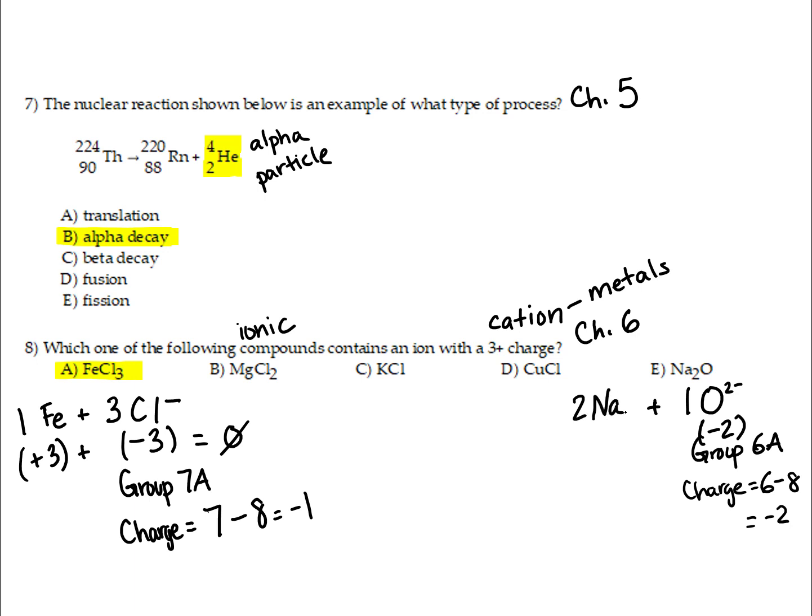I've got 2 sodium ions. So 2 times the charge of the sodium ion should equal 2. That means it's got to be +1. The other way that you can figure that out is, since sodium is one of the representative elements, you can look at the group number. It's in group 1A, and the charge is equal to the group number. And that's for representative metals only.